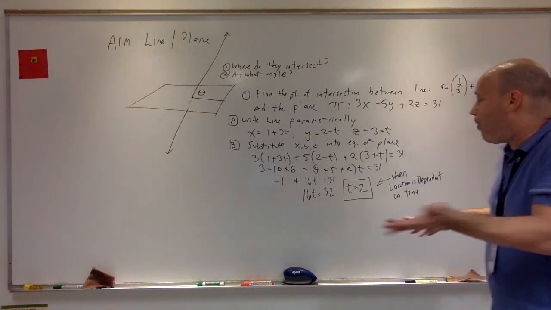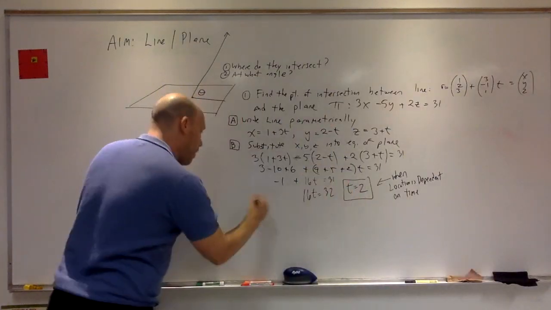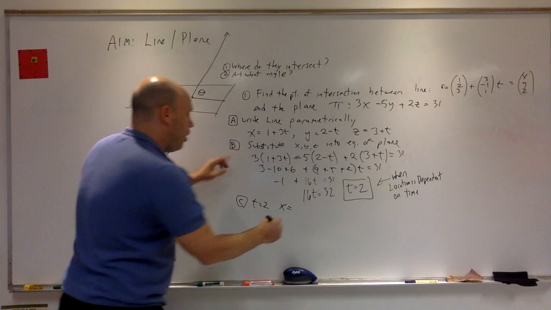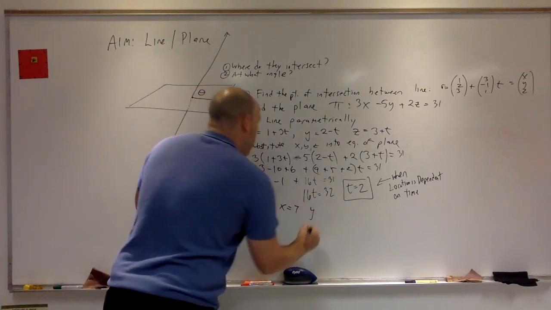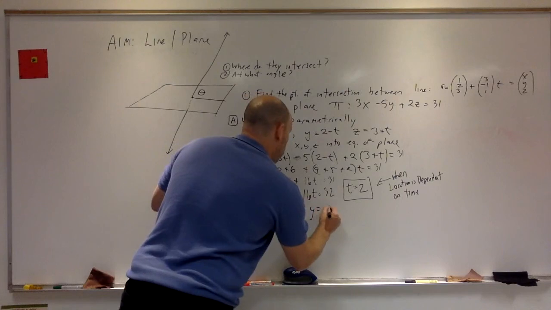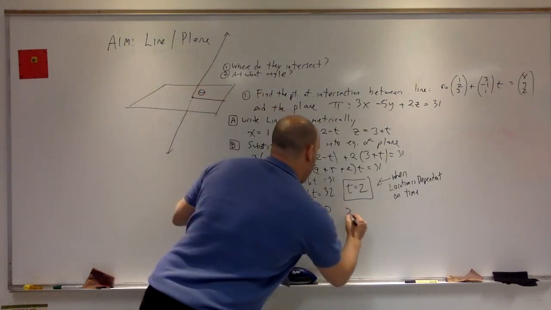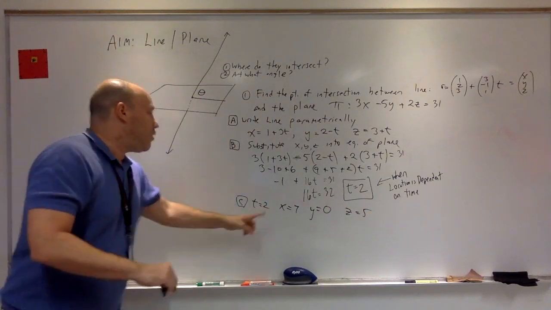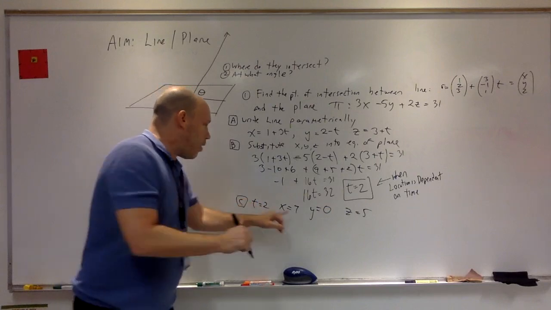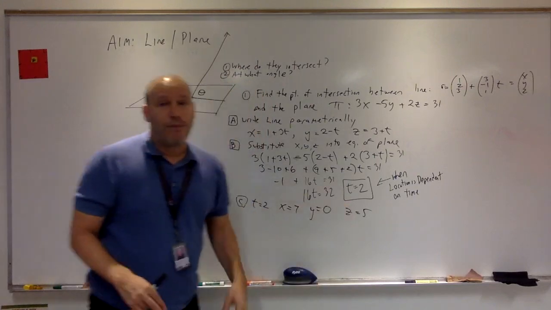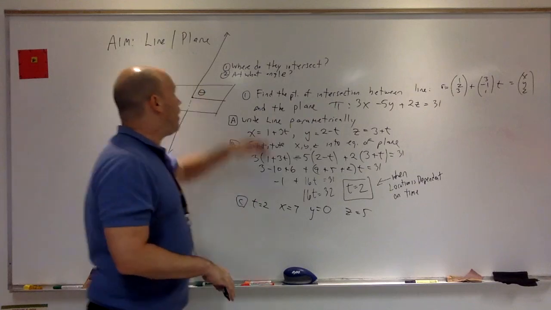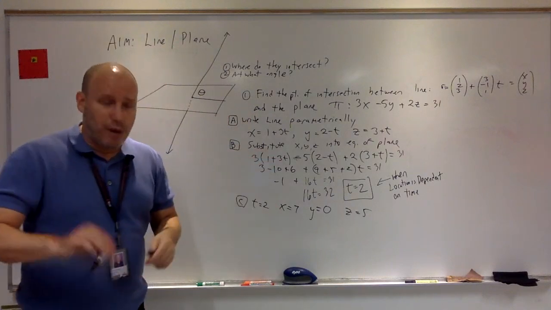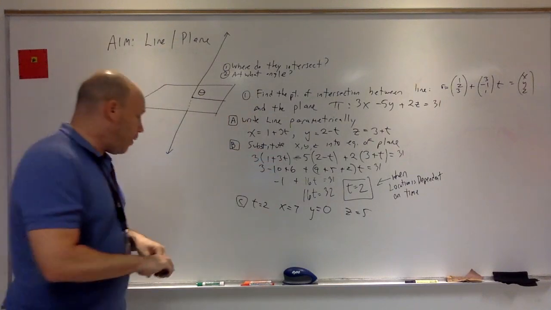Well, next thing, how do we find the where? Well, stick the t in here. t equals 2. That means x equals 7, y equals 0, and z equals 5. And so it's either the point or the position vector (7, 0, 5). And that's how you find the intersection between a line and a plane. Nice. Let's figure out how to find the angle between the line and the plane.